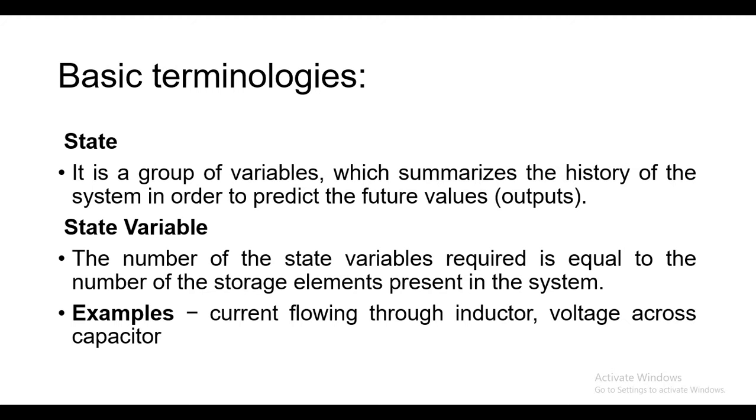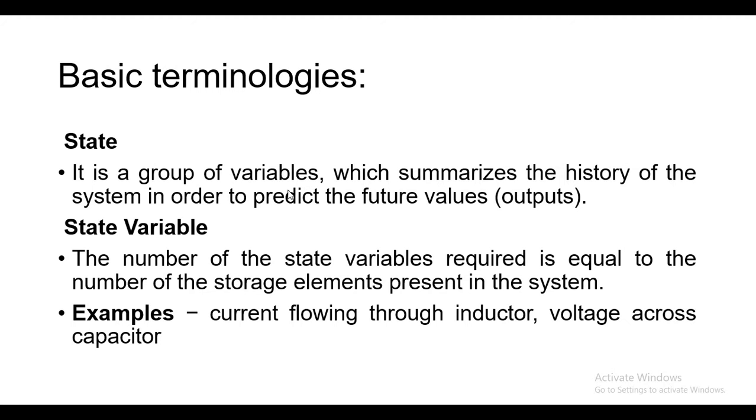Now let us see the basic terminologies which are used in state space representation. Before covering the basics of the system, we have to see the basic terminologies that we are going to use. The first is a state. So what do you mean by state? State is a group of variables which summarizes the history of the system in order to predict the future values or the outputs. Suppose you have one system and one summary of the history of the system inputs or variables which can be used to predict the future values. Such a history of the system variables can be called a state.